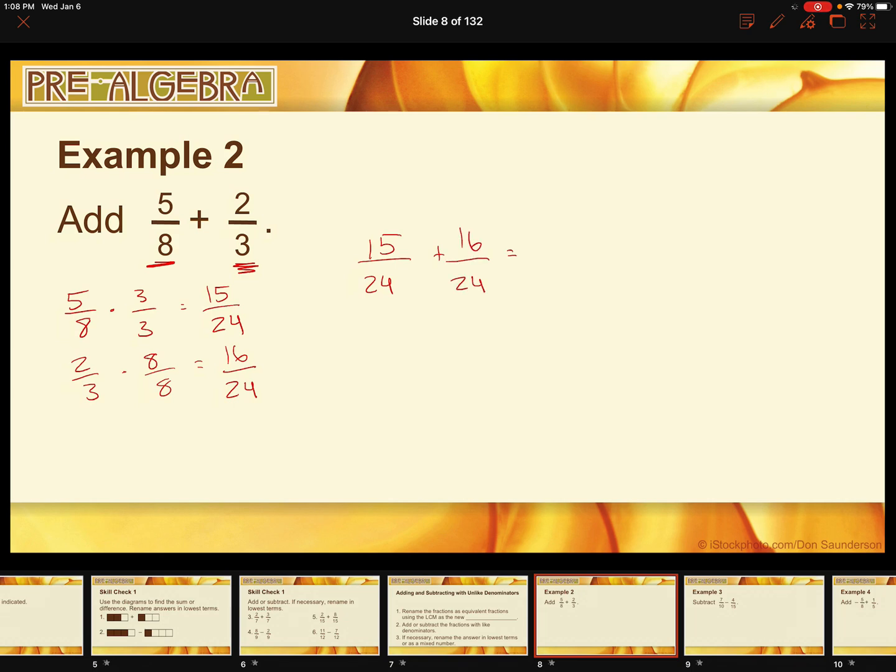And I can add as if I have common denominators, since I do now. Keep the denominator the same and add the numerators. 15 plus 16 gives me 31 over 24. If I wanted to represent that as a mixed number, I could. That would be 1 and 7 over 24.